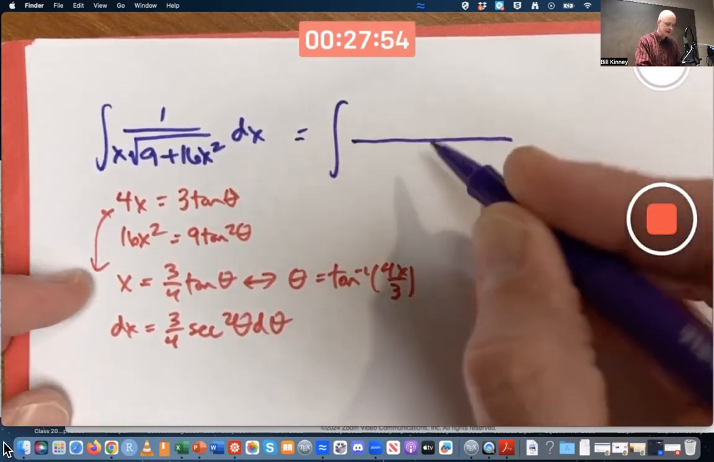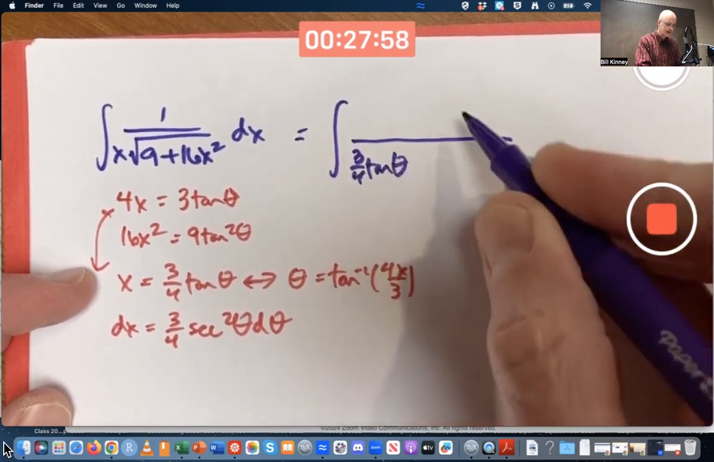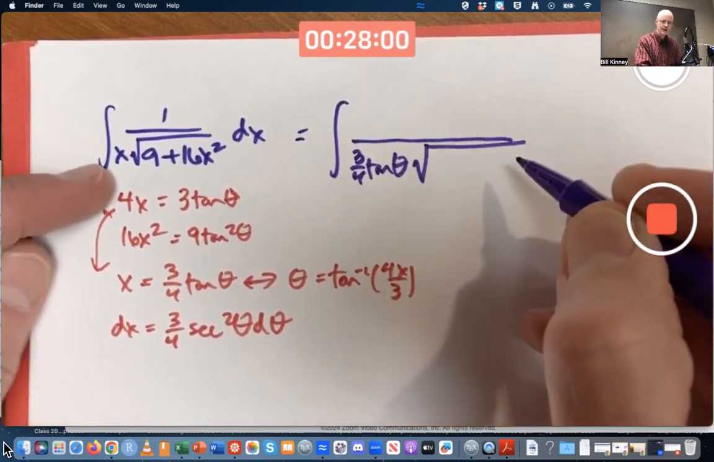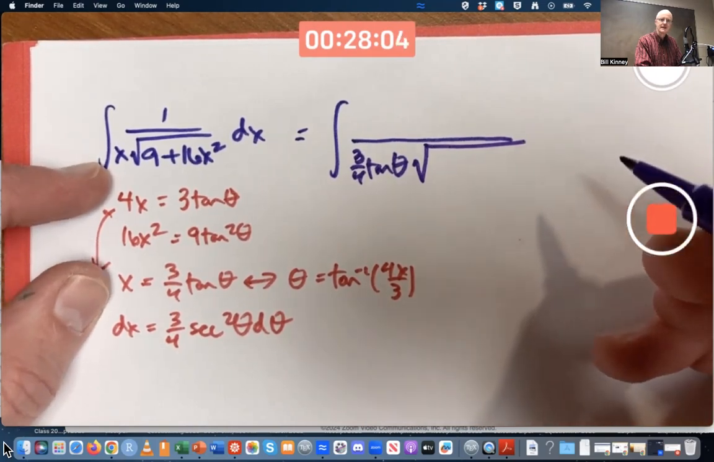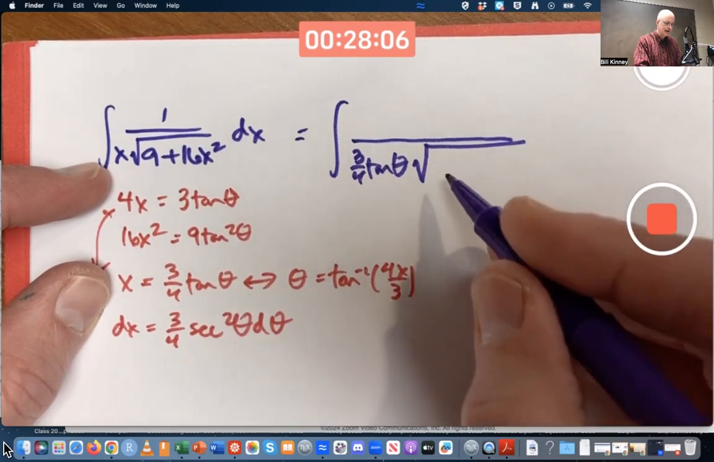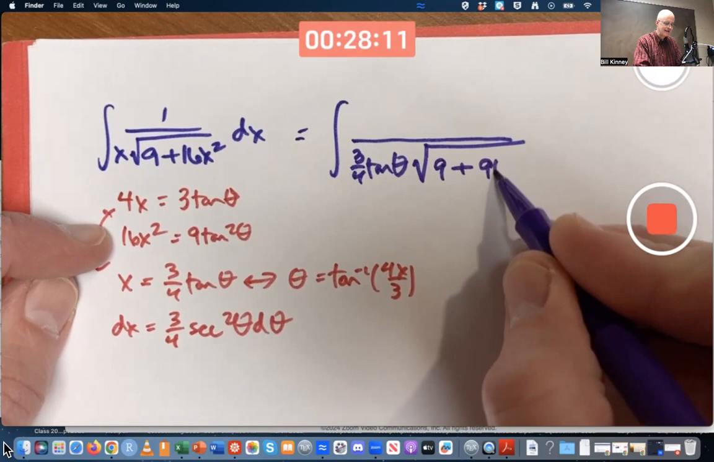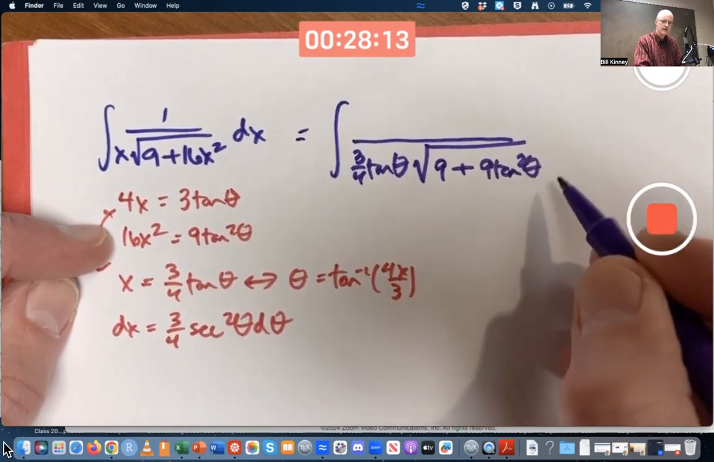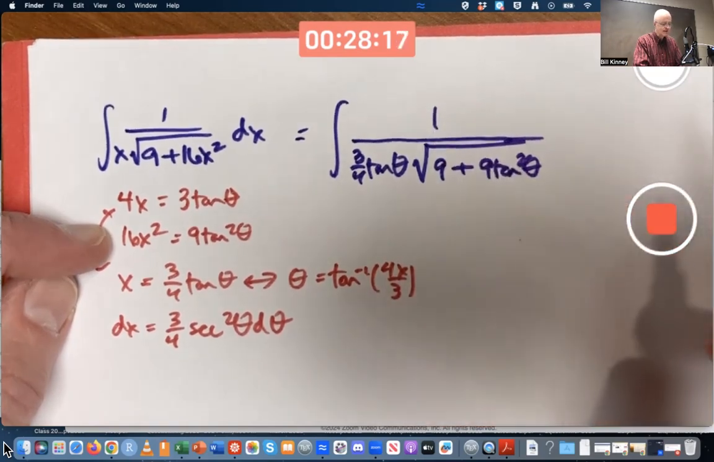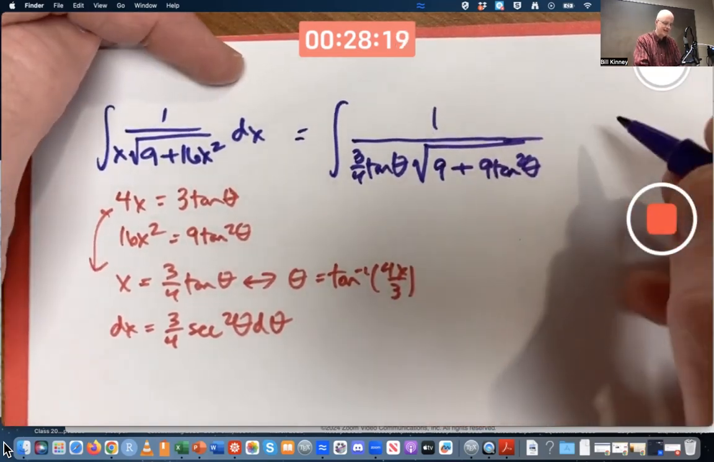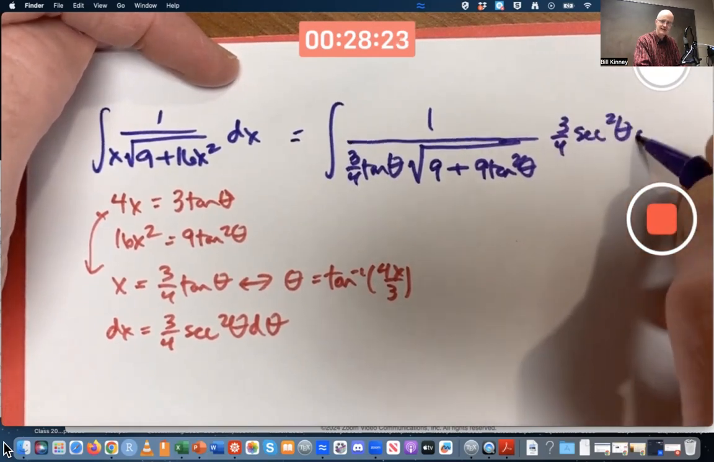Replace x with 3/4 tan theta. That's this x right there, gets replaced with this x, 3/4 tan theta. Then the square root of 9 plus 16x squared gets replaced by 9 tan squared theta. The 1 on top stays as it is, but the dx gets replaced by 3/4 secant squared theta d theta.